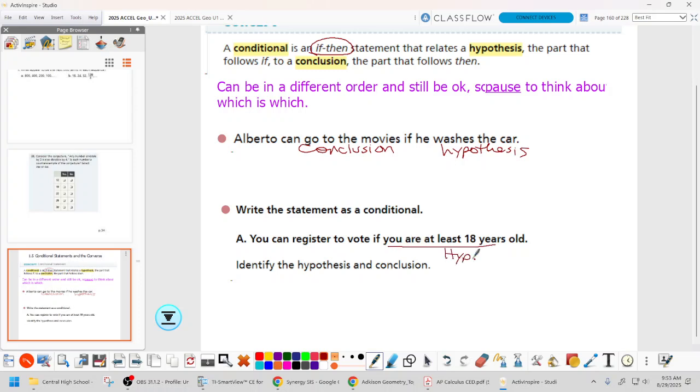Where's the conclusion? Wait, it doesn't say then. Does it have to?